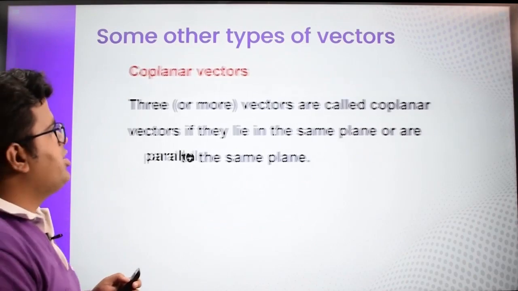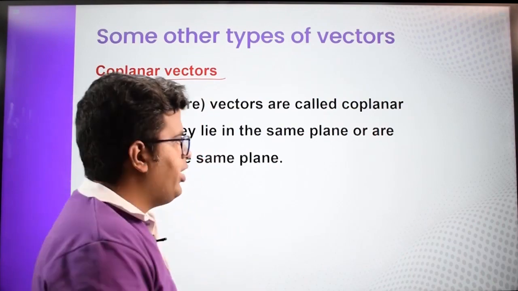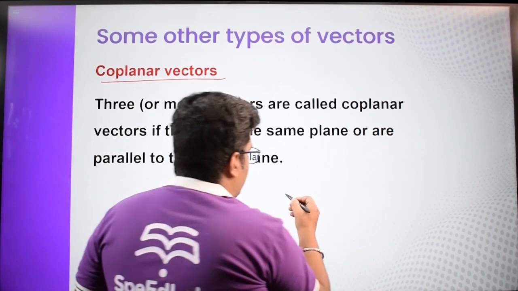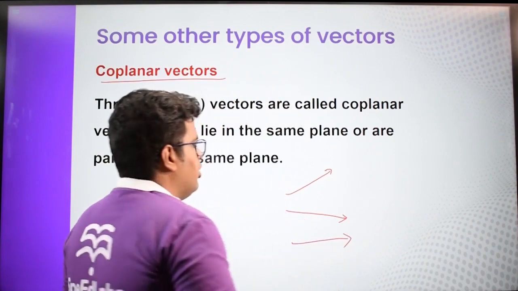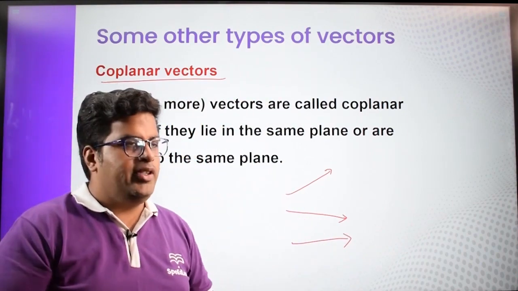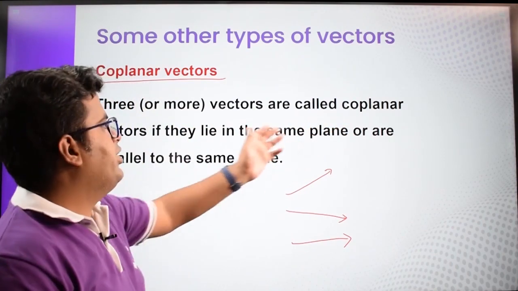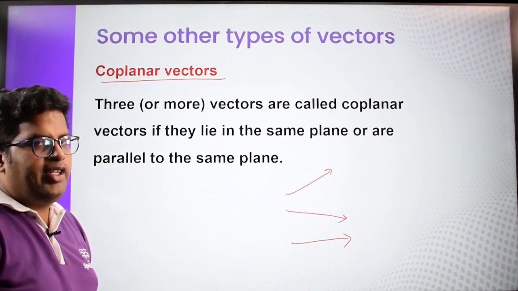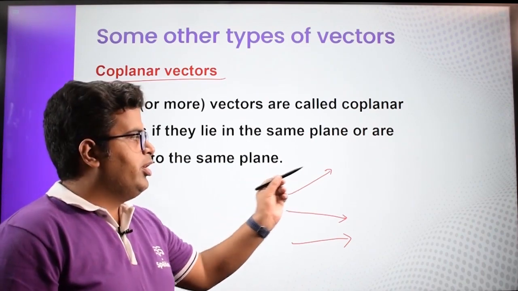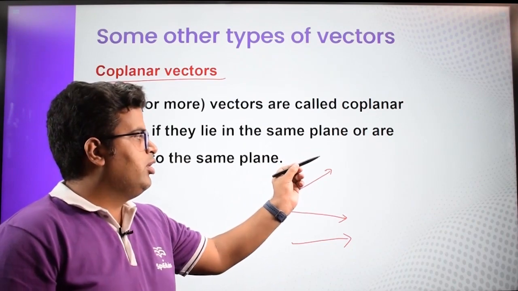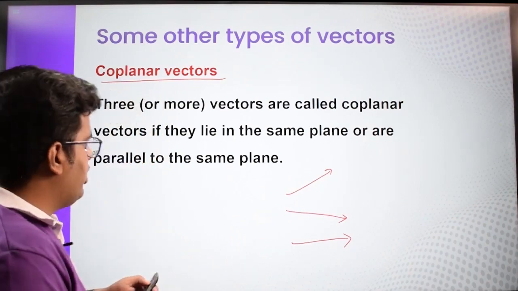Now, when we see the next one, we have coplanar vectors. Now, what are coplanar vectors? Suppose this board is a plane and I am drawing, let's say, three vectors on it. They all are in the same plane. That means they are coplanar. So what is the definition? Three or more vectors are called coplanar if they all lie in the same plane or they are parallel to the same plane. Let's say if I talk about this stylus, this is also going to be coplanar because it is also parallel to this plane. So you can just take this on this plane. So that's going to be coplanar. I hope it is clear.